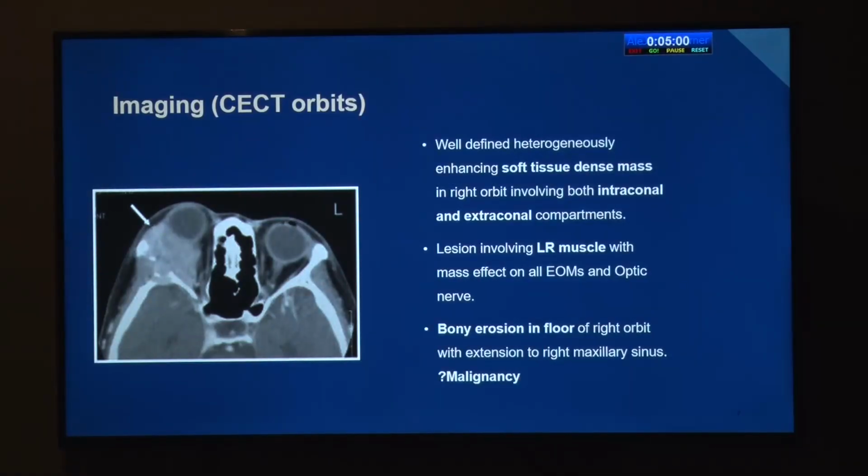Upon imaging, there was a soft tissue dense mass in both intraconal and extraconal compartments of the right orbit. The lesion involved the lateral rectus muscle, and there was a bony erosion in the floor of the right orbit and extension into maxillary sinus. All features suggestive of malignancy.